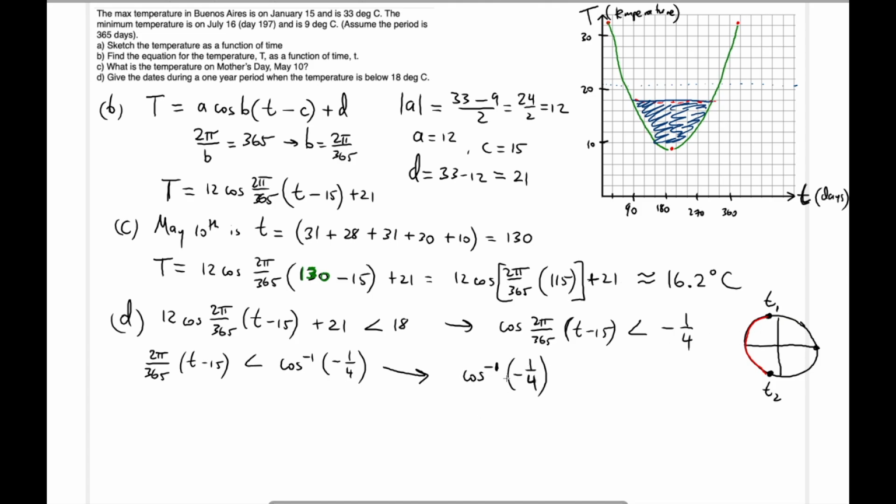That's going to be this, and that's going to be less than. You want to surround that with 2 different angles in order to solve for this chunk. So that's going to be 2 pi over 365 t minus 15 less than, and how do you find the upper angle, this t2 value? Well, you're going to use a powerful formula. You know the fact that cosine of x is equal to cosine of 2 pi minus x. That's a very powerful formula.